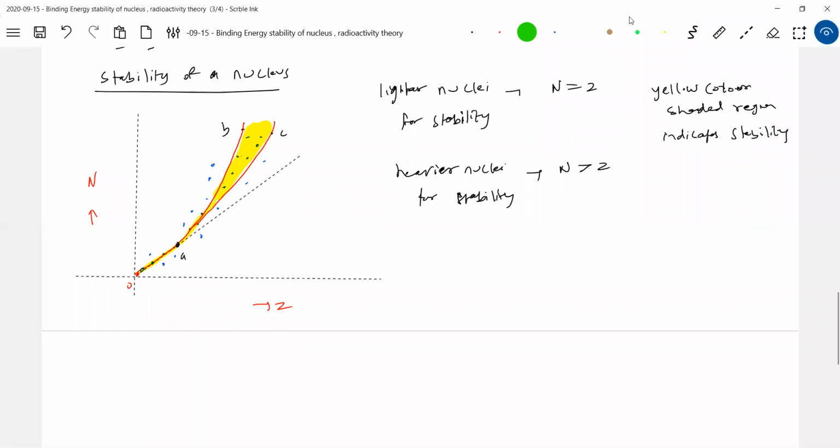Are all lighter nuclei stable? No, a few are lying outside. And are all heavier nuclei stable, though n is greater than z? No, a few are lying outside. You can see this. Here I will indicate a few more.